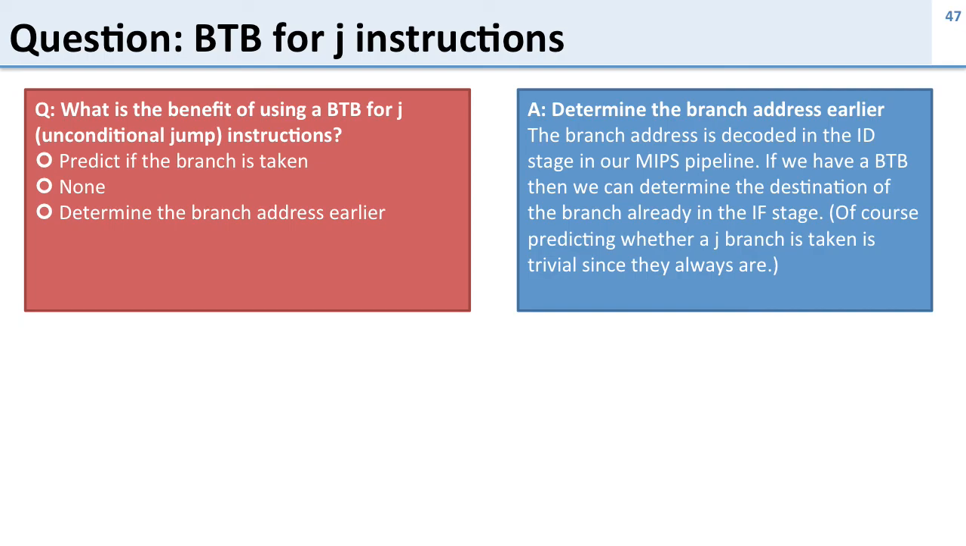How do we predict whether a jump is taken or not? Well, we know that jumps are always taken, so almost any predictor is going to get jump instructions right, since they don't change.